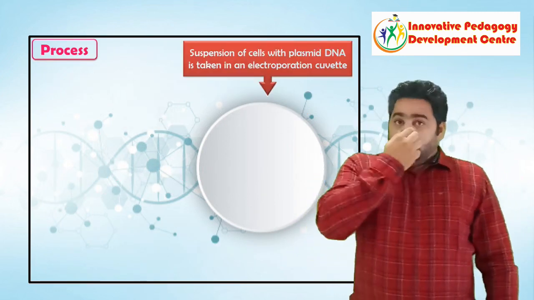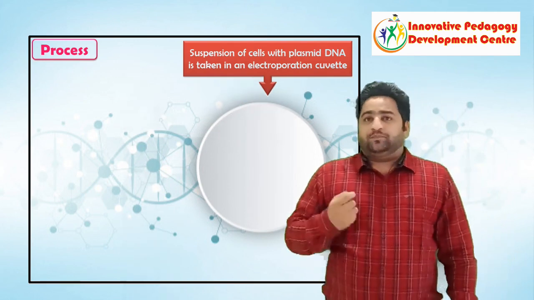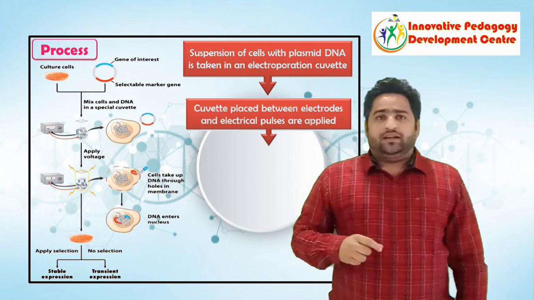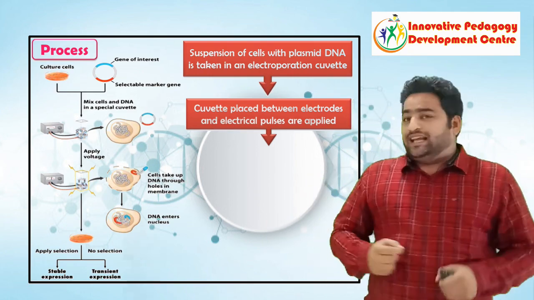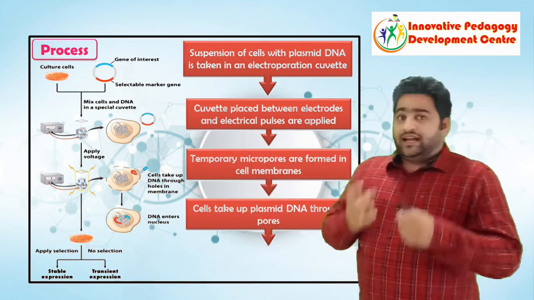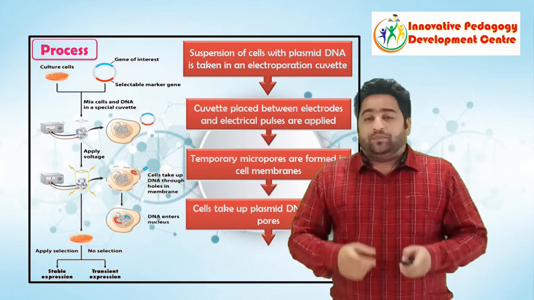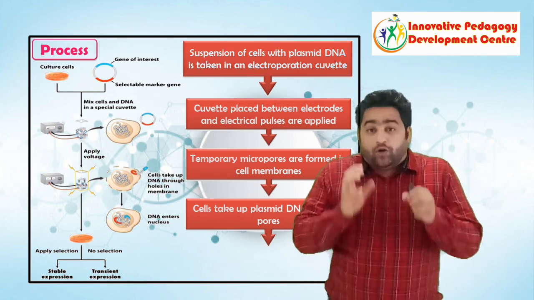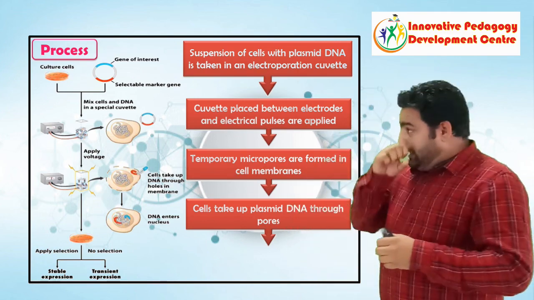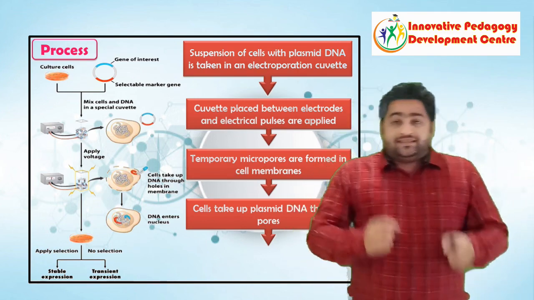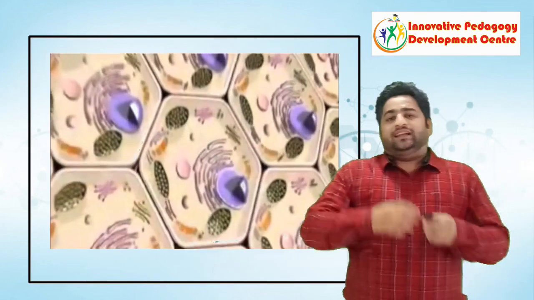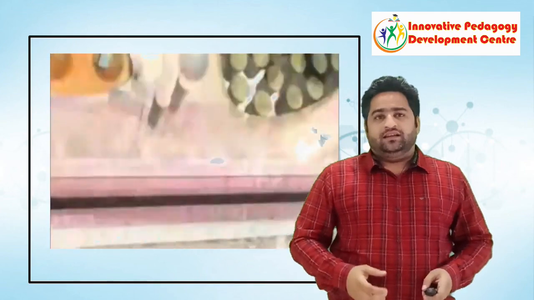Process: we need to take the suspension of cells with plasmid DNA in an electroporation cuvette. Then the cuvette is placed between the electrodes and electrical pulses are applied to it. Then temporary micropores are formed on the cell membrane. Now the cell will take up the DNA through these pores. Finally, we will get the transformed cell.